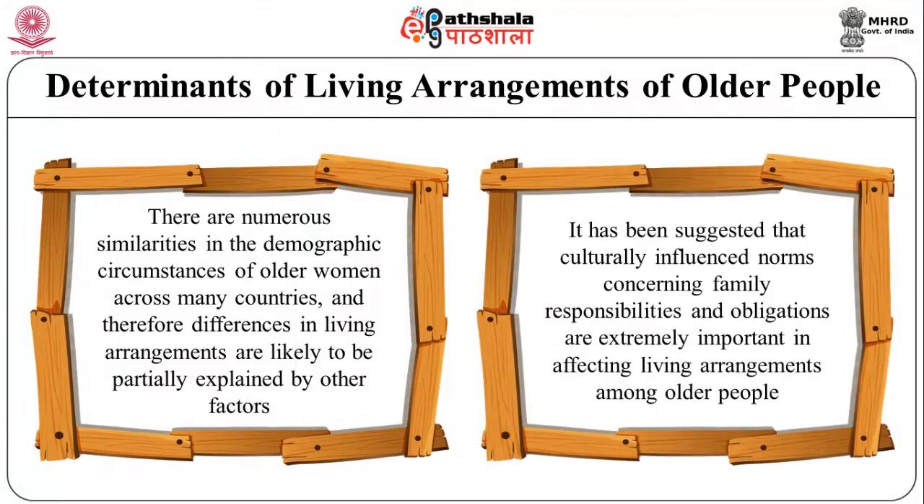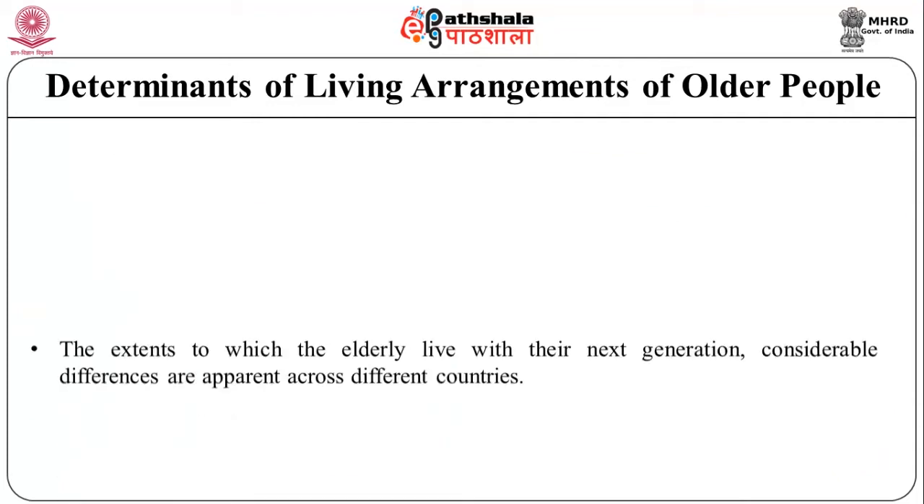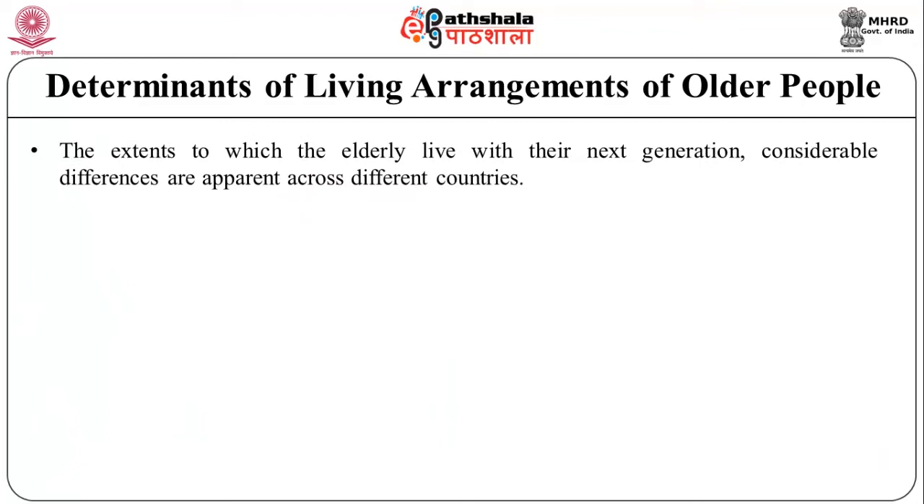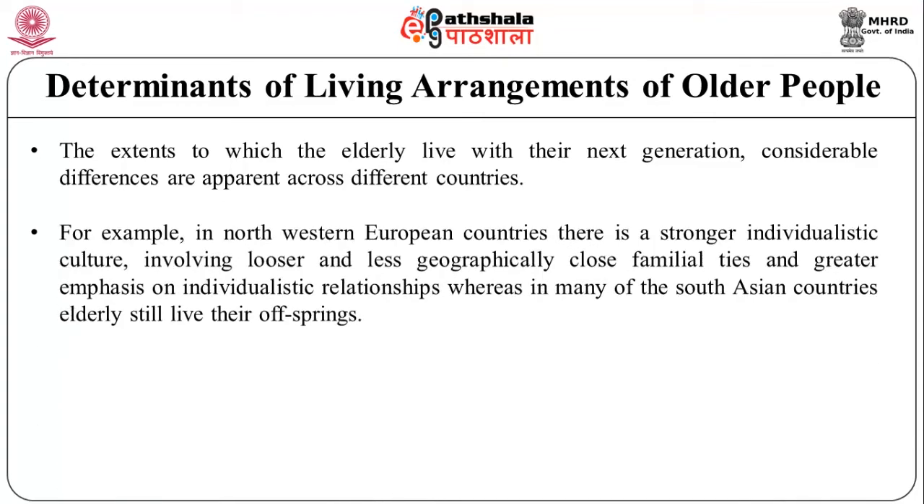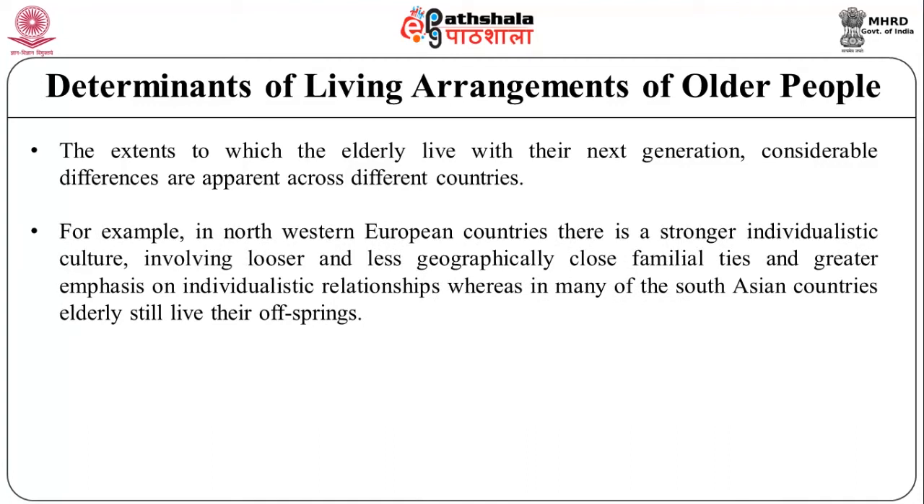It has been suggested that culturally influenced norms concerning family responsibilities and obligations are extremely important in affecting living arrangements among older people. In the extent to which the elderly live with their next generation, considerable differences are apparent across different countries. For example, in northwestern European countries, there is a stronger individualistic culture involving looser and less geographically close familial ties and greater emphasis on individualistic relationships.